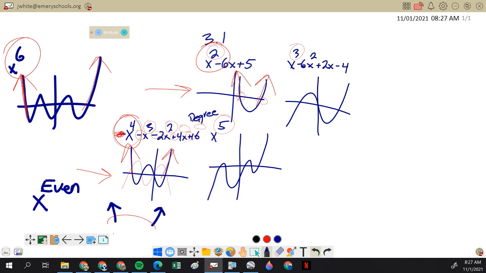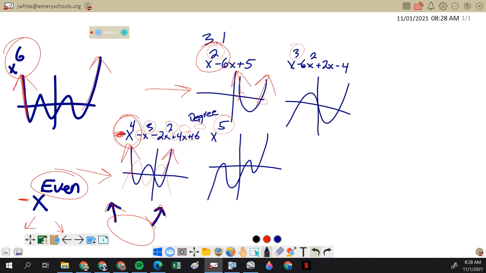And then something happens on the inside, and we don't know what that is. Could have a whole bunch of wiggles. It might just look like a parabola. We don't really know. But if this is even, then the graph will go up to the left and up to the right. What if we put a negative out front? Then it will be down to the left and down to the right, like this. That is called end behavior.